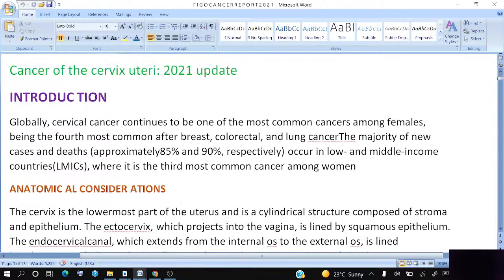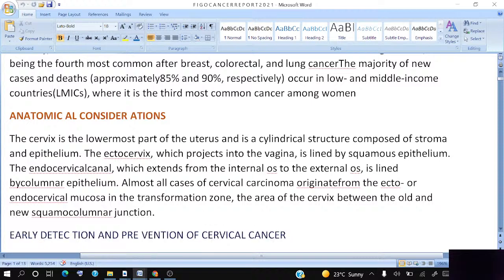Globally, cervical cancer continues to be a common cancer among females, the fourth most common after breast, colorectal, and lung cancer. The majority of new cases and deaths, approximately 85% to 90% respectively, occur in low and middle income countries. So low is 85% and middle income countries 90%.